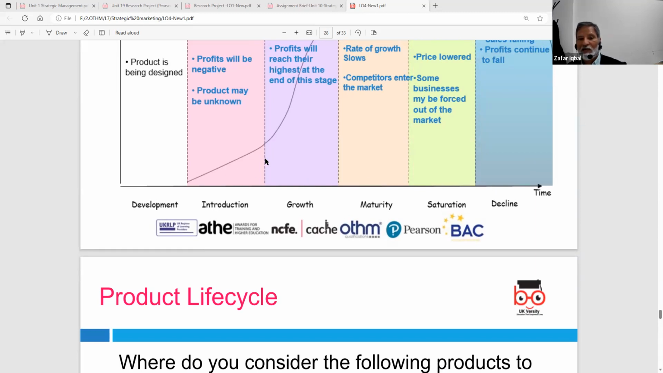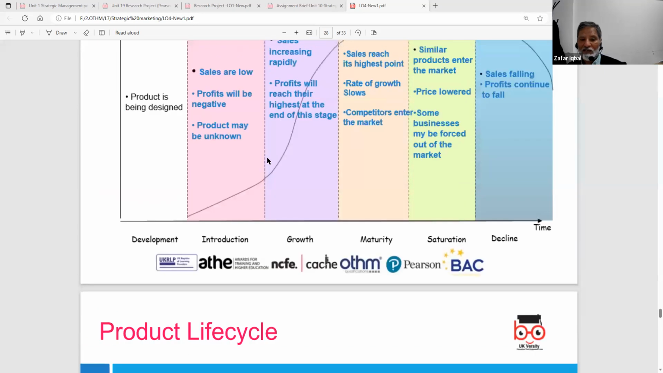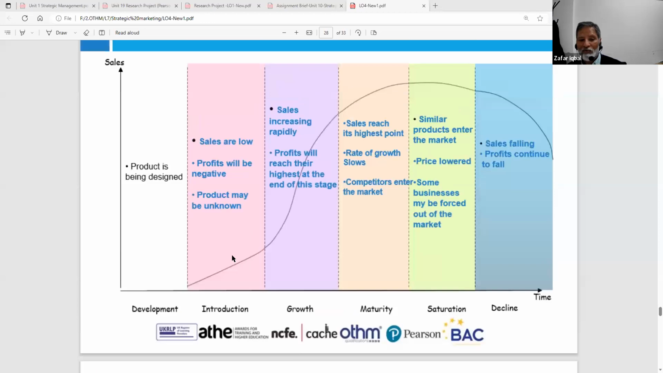So all these stages of development, introduction, growth, maturity, saturation, decline, happen over a period of time. And when the product goes down to the death stage, it dies, and then you have to reintroduce.